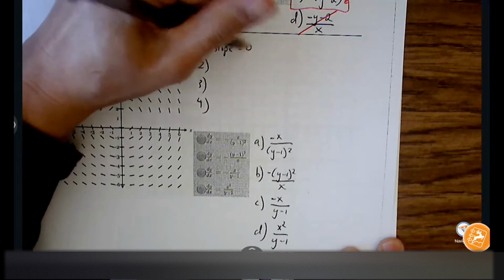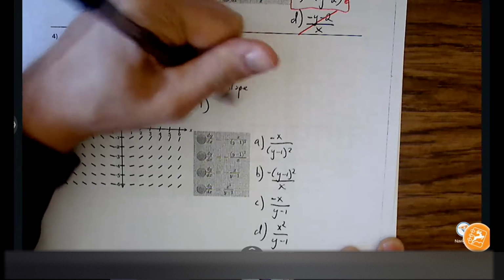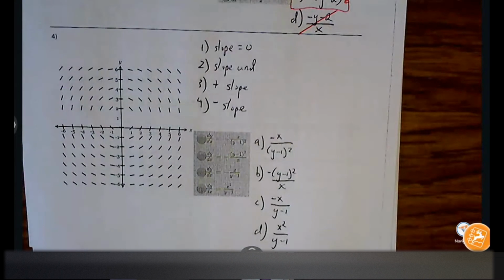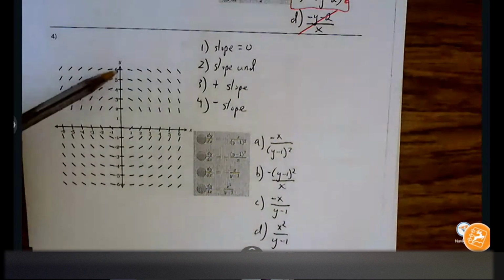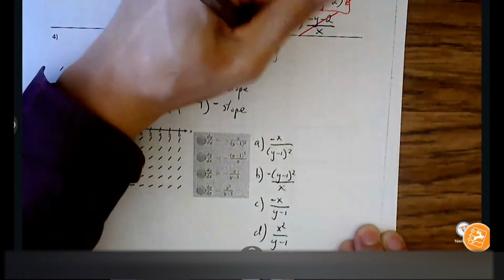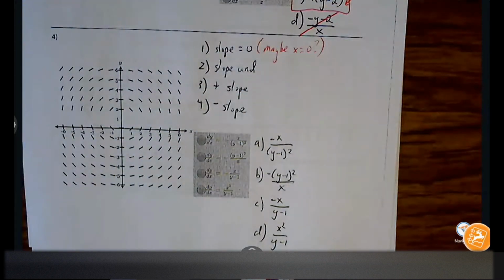We'll look for slope 0, we'll look for slope undefined, we'll look for positive slope, and we'll look for negative slope. Okay, do you see any slope zeros? Yeah, it's either the y-axis or those are tick marks, right? So yeah, we'll say question mark, maybe when x equals 0, but we don't know if it's a tick mark. Slope undefined, that's obvious, right? We see a whole blank slot here. That's an indication that slope is undefined.